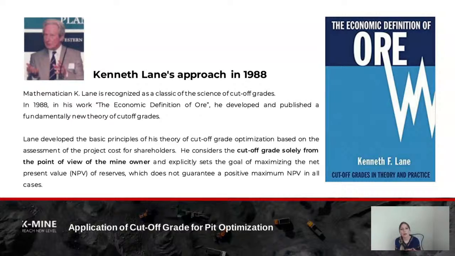Basically, cutoff grade is considered here solely from the point of view of the mine owner, and explicitly sets goals of maximizing NPV of reserves, which does not guarantee a positive maximum NPV in all cases. But his methodology defines 6 potential cutoff grades. 3 of them are marginal grades and are calculated using break-even formulas. And these formulas take into account that each individual stage of the production process limits the overall productivity.